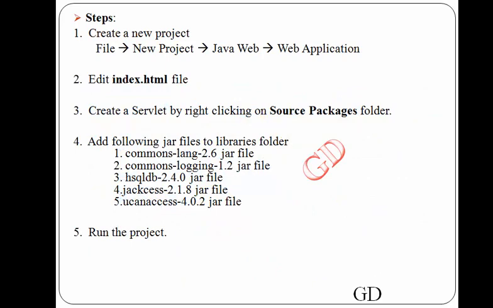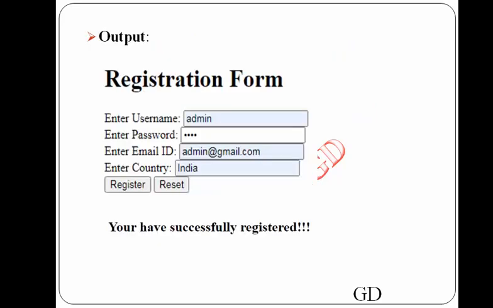So once my table is created, I can go to NetBeans and I can create a new project. Then I can edit index.html file. Then I can create the servlet file. And once my servlet file is ready, I can add these jar files to the libraries folder. Finally, I can run the project. So this is the expected output.